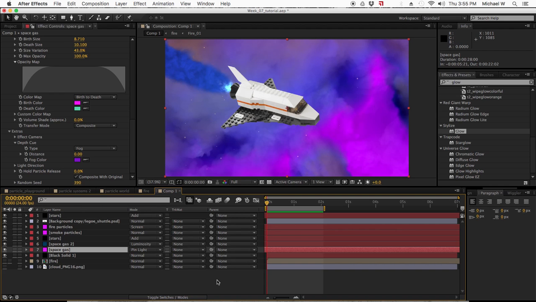And that was just a quick introduction to particles. And like I said, think out your ideas. You're probably going to need multiple layers of particles to get them to work. And just be patient and play around with them. And I hope you have a lot of fun learning this and adding it to your motion graphic ideas.